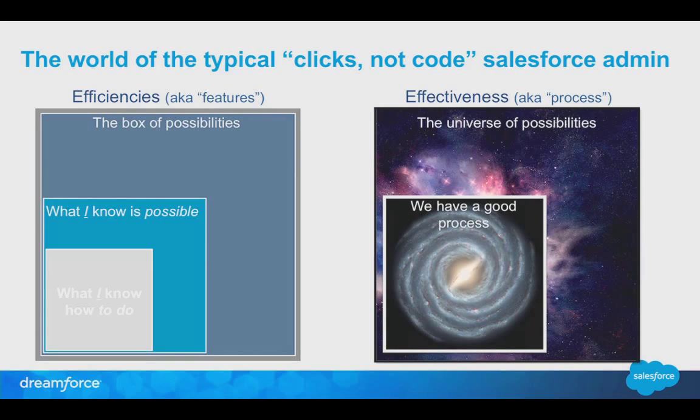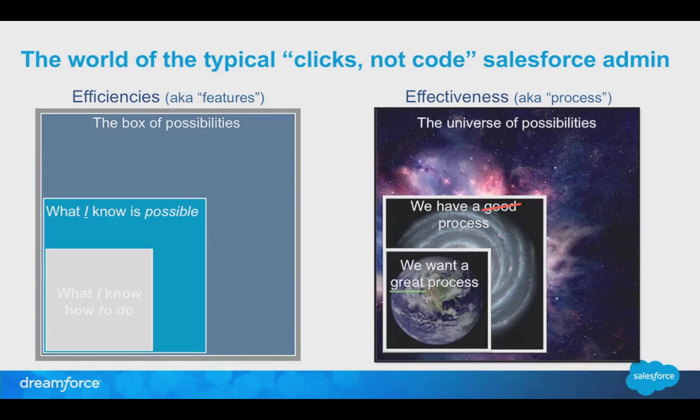We have a good process. It's a galaxy. We have some planets over there. We have some planets over there. Europe doesn't really talk to South Asia, but at least we're in the same galaxy. Well, we may not have a good process. In fact, we may just have a process. But here's what we would really like to have. We would like to have a great process.